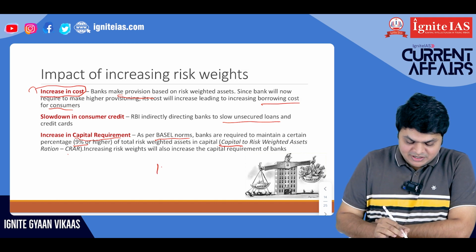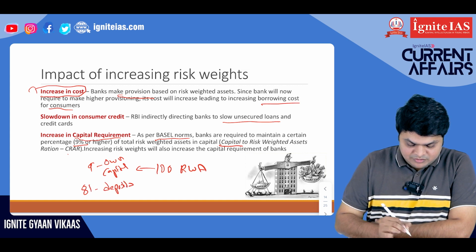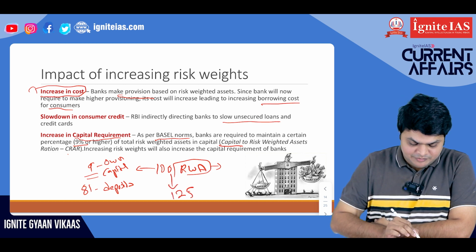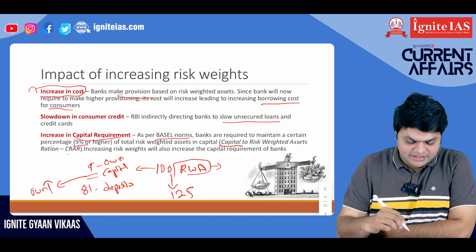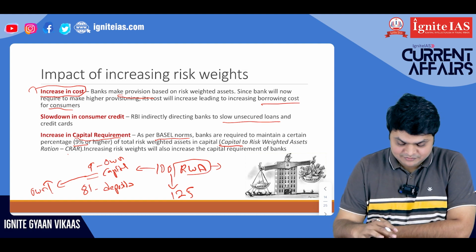So, for example, if 100 rupees is the risk weighted assets, at least 9 rupees from this should be the bank's own capital. The balance 91 can come from the deposits from consumers, but at least 9 should be from the bank's own capital. Now, since we have seen that risk weights have been increased, this risk-weighted assets will also increase. So, say for example, to 125, this will mean that now banks have to increase their own capital also. So that is the meaning of increase in capital requirement because of increasing risk weights.